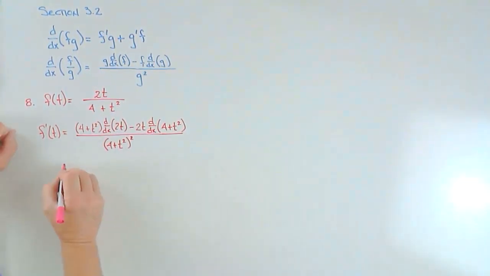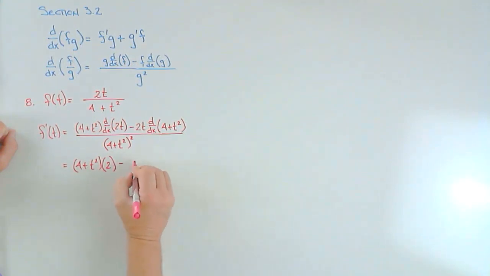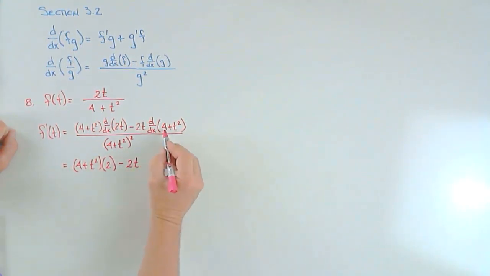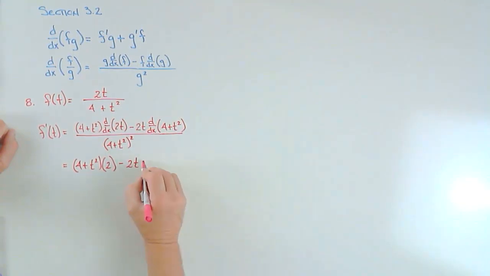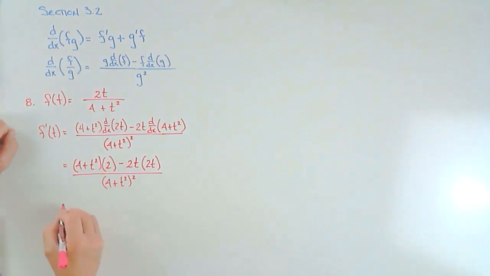Now, if we simplify these, we have 4 plus t squared. The derivative of 2t is 2, minus, here's our 2t. The derivative of a sum, remember, we take the derivative of the first term plus the derivative of the second term. The derivative of 4 is 0. The derivative of t squared is 2t. And down here on the bottom, we have 4 plus t squared squared. Again, we're not going to expand the denominator.